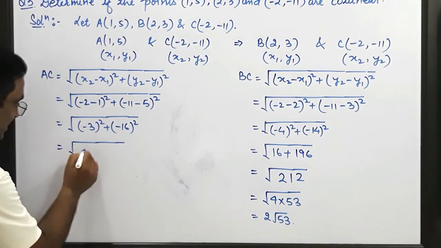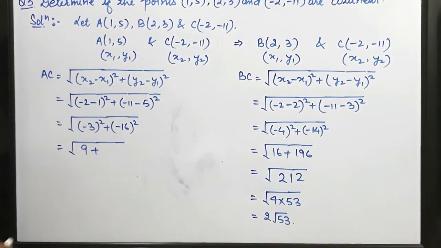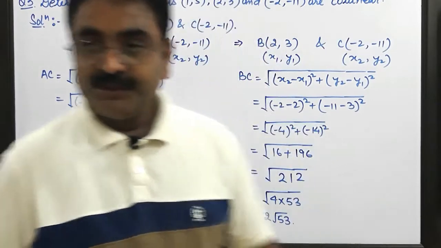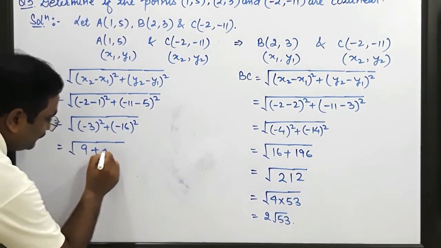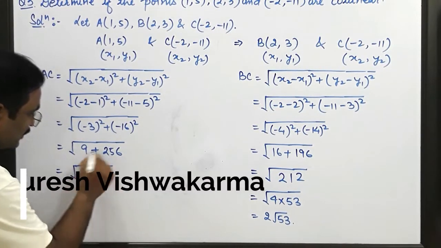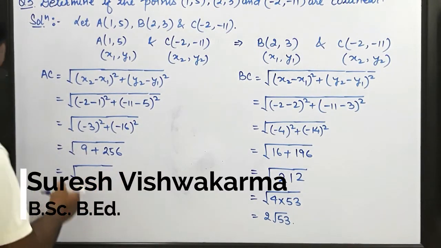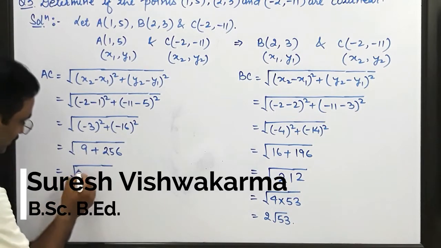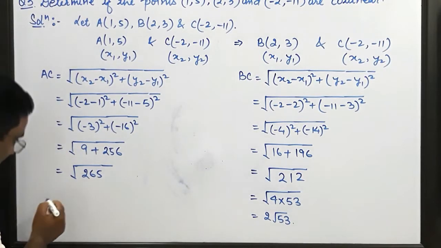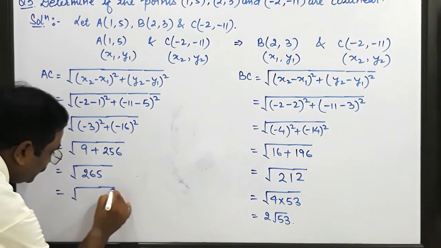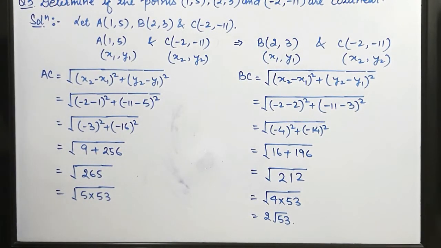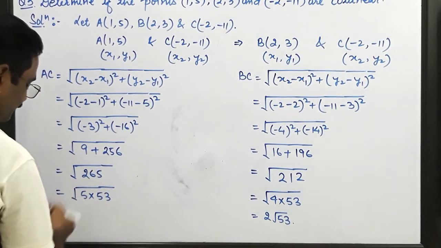So 3 3s are 9 plus 16 square. 16 square is 256. Let us find the sum of these. 56 plus 4 is 260 and plus 5 is 265. So factorize it to find the square root. 5 5s are 25, 5 3s are... it cannot be factorized, so it can be written as the same, 265.